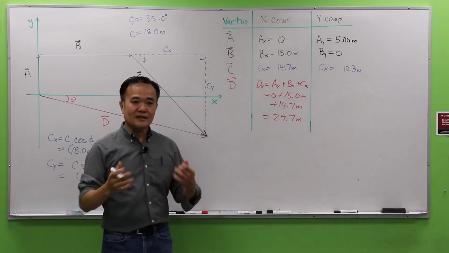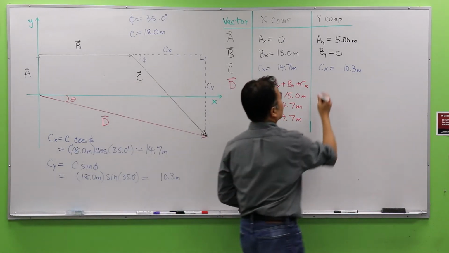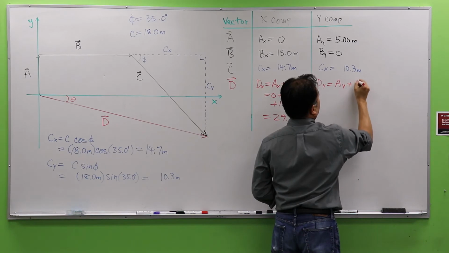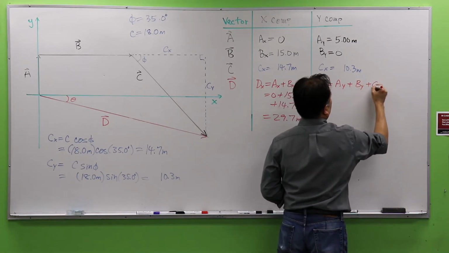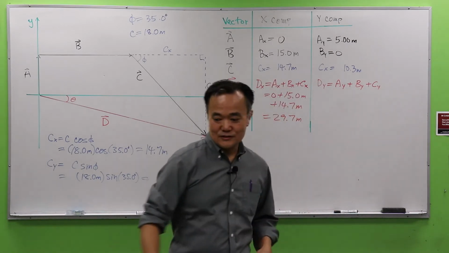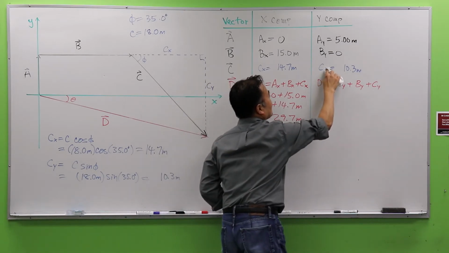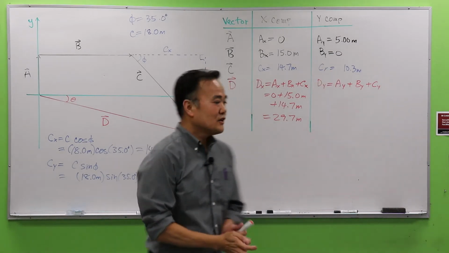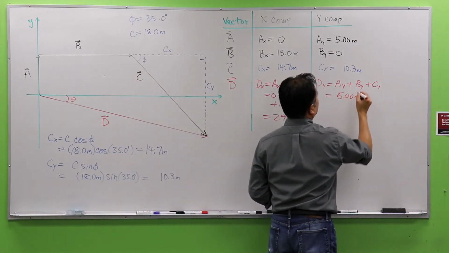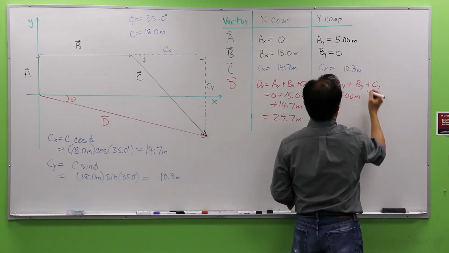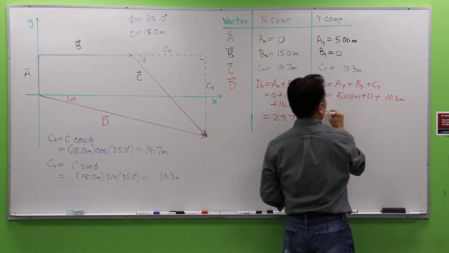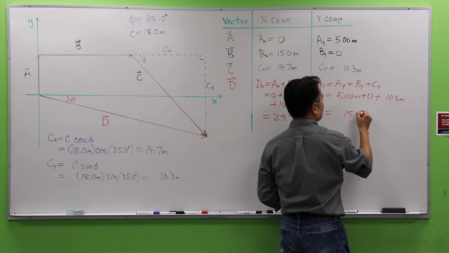Okay? That's the x component. And similarly, we're going to do the y component. Okay, AY plus BY plus CY. Oh, I just noticed this should say Y. Right? Okay, so that's 5.00 meters plus 0 plus 10.3 meters. And then that's 15.3 meters.